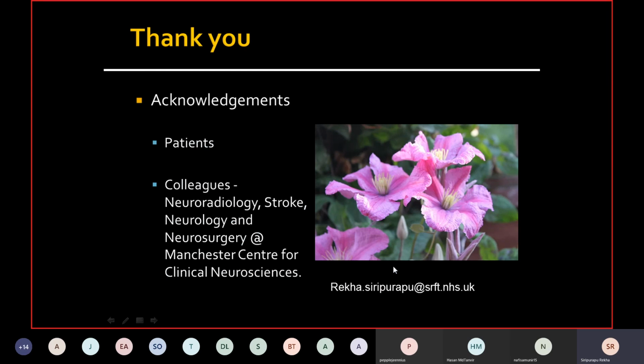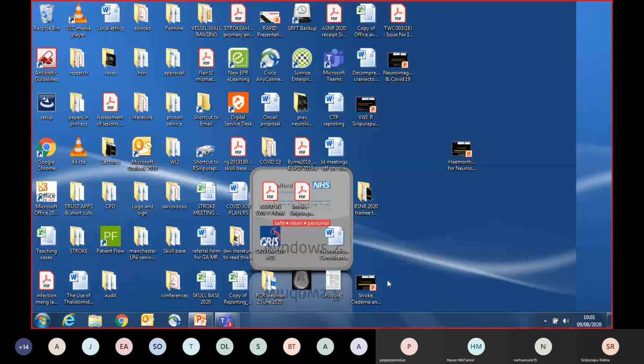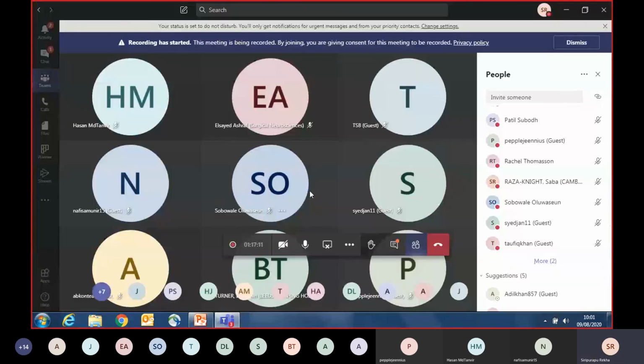Any questions? What I'll do now is, let me just minimize this to be able to see the chat box. Let me just minimize. Okay. So any questions?